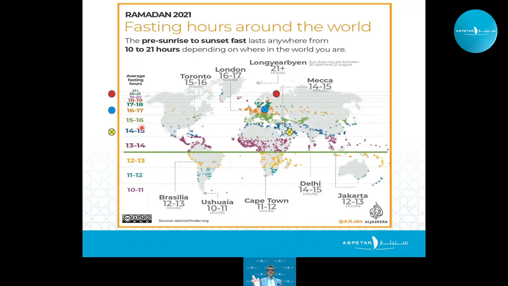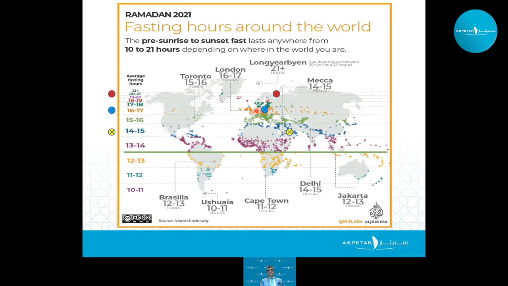If you are fasting in the middle of Europe, you will be fasting 16 to 17 hours, so a bit more. And here, the amplitude is longer. The amplitude will be of 2 hours and 40 minutes. So in Manchester, for example, this year, in the middle of England, they will fast 2 hours and 40 minutes more during the last day of Ramadan compared with the first day.